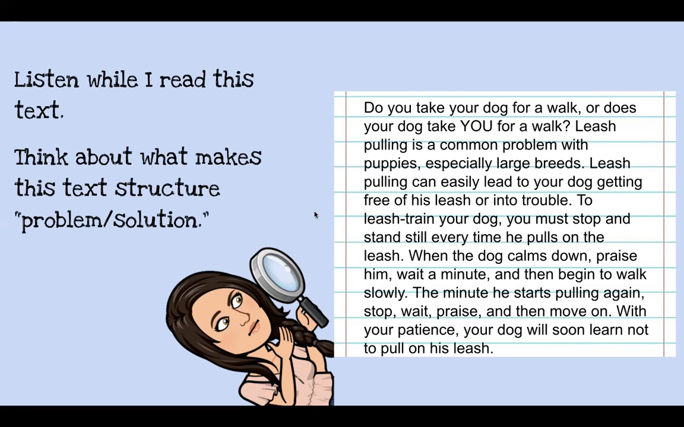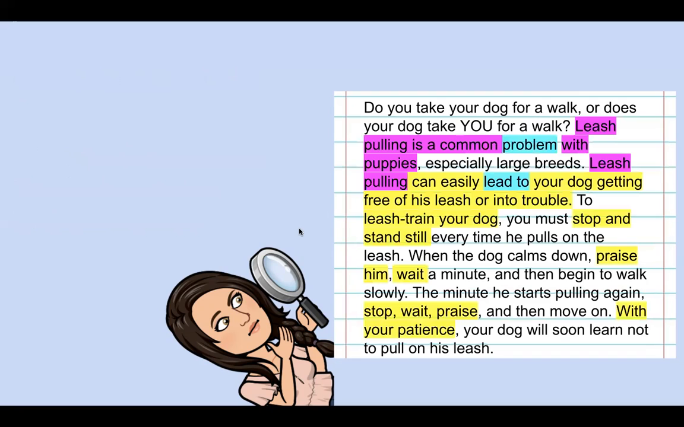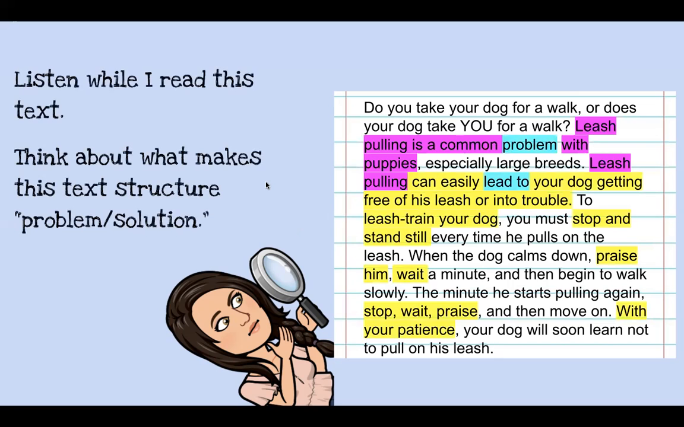All right, so you might have been thinking about what was the problem being presented to us here, and what was a possible solution to that. Also, you might have known some signal words that stood out to us that are commonly used. So I saw words like problem and leads to. So those are things that tell us that this is a problem solution text.